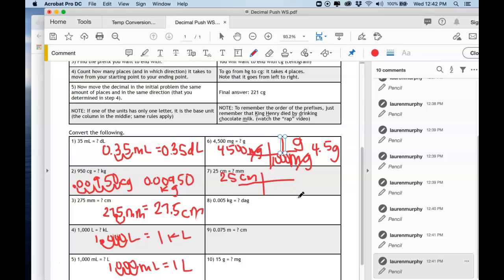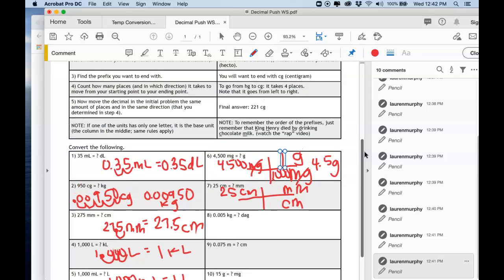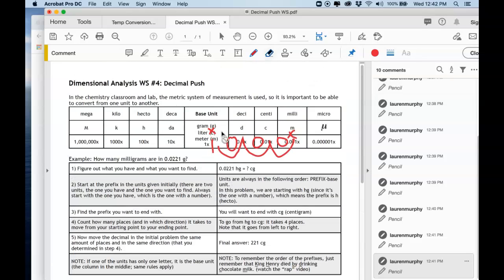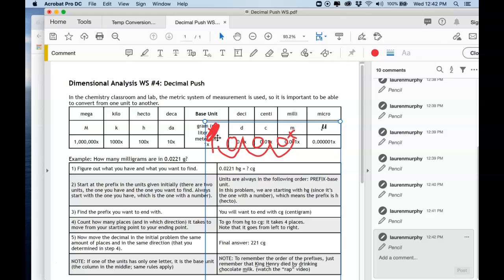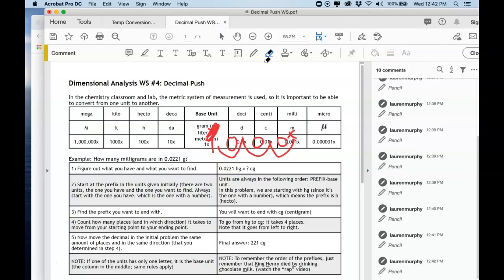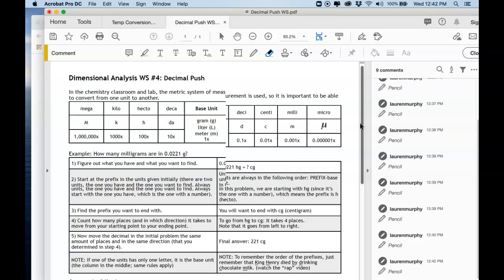So you set up your dimensional analysis. The thing you don't want goes on the bottom, centimeters, and the thing you do want goes on the top. So let's go back up here and erase all this. And then remember, you just have to remember King Henry died by drinking chocolate milk, and that's how you can figure out your conversion factor.